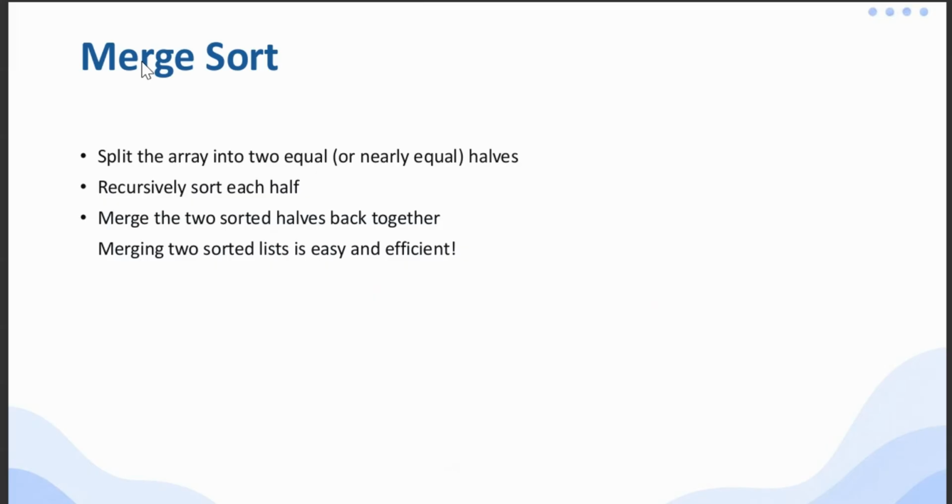The core idea behind merge sort is simple. Split the array into two halves and recursively sort each half, and then merge the two sorted halves back together. The merging step is where two sorted lists are combined into one sorted list efficiently.